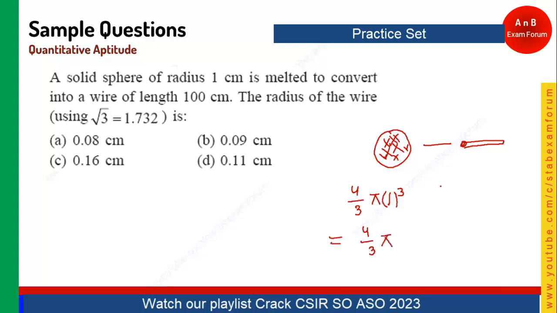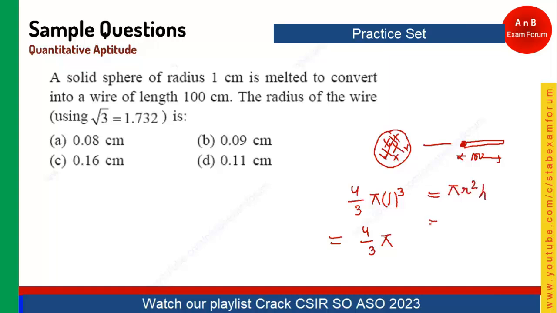So this volume should equal the volume of the rod, because it is converted into a wire by melting, but its length is 100. What have they given? Length as 100. The radius of the wire we need to find out. So what is the formula for this cylinder? Yes, pi r square h, where h is height.